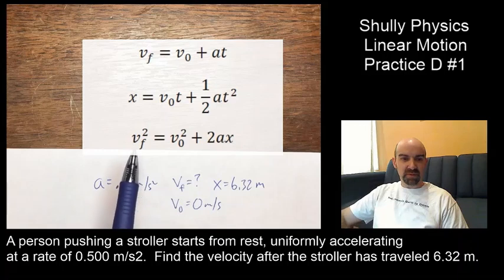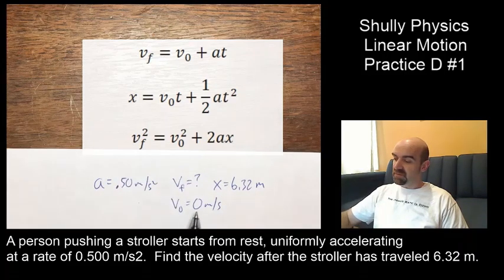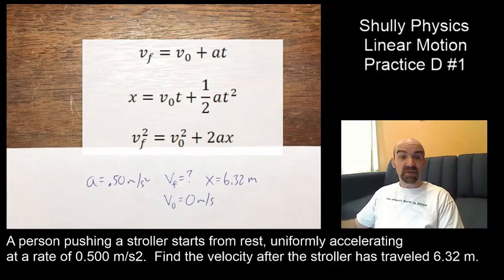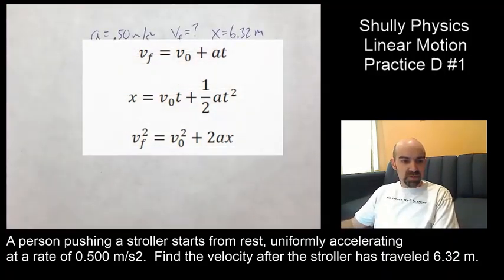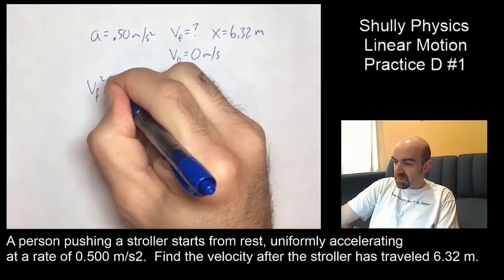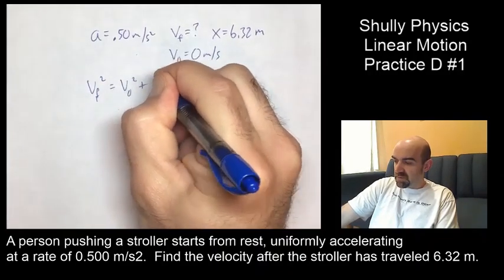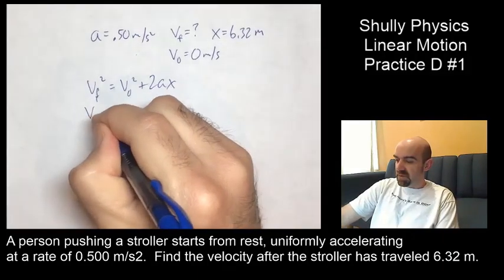Let's look at this third one. VF squared equals V0 squared plus 2AX. And we do have all those, V0, A, and X. And it has our unknown target that we're looking for. So let's use that third equation of motion. VF squared equals V0 squared plus 2AX. All right, so we're looking for that VF.